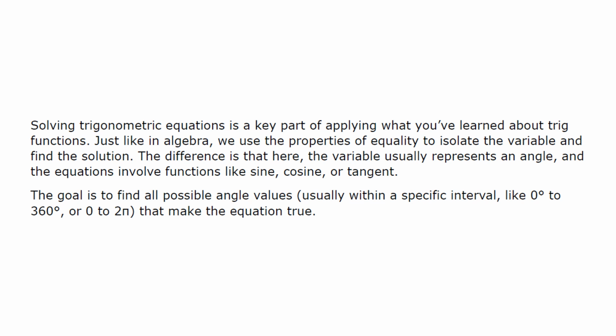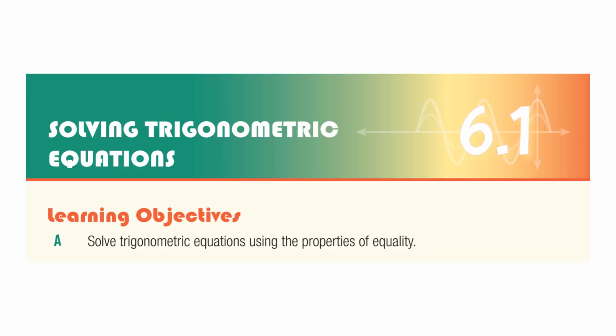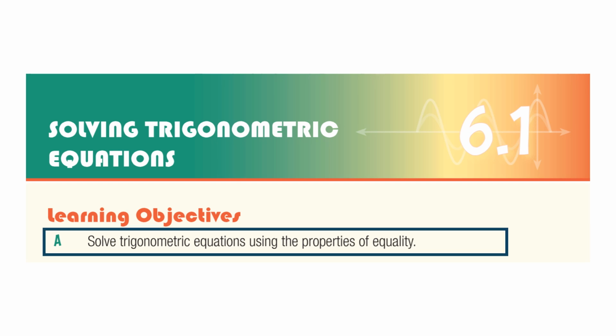The difference is that here, the variable usually represents an angle, and the equations involve functions like sine, cosine, or tangent. The goal is to find all possible angle values, usually within a specific interval like 0 degrees to 360 degrees or 0 to 2 pi, that make the equation true. This section has one objective: solve trigonometric equations using the properties of equality.